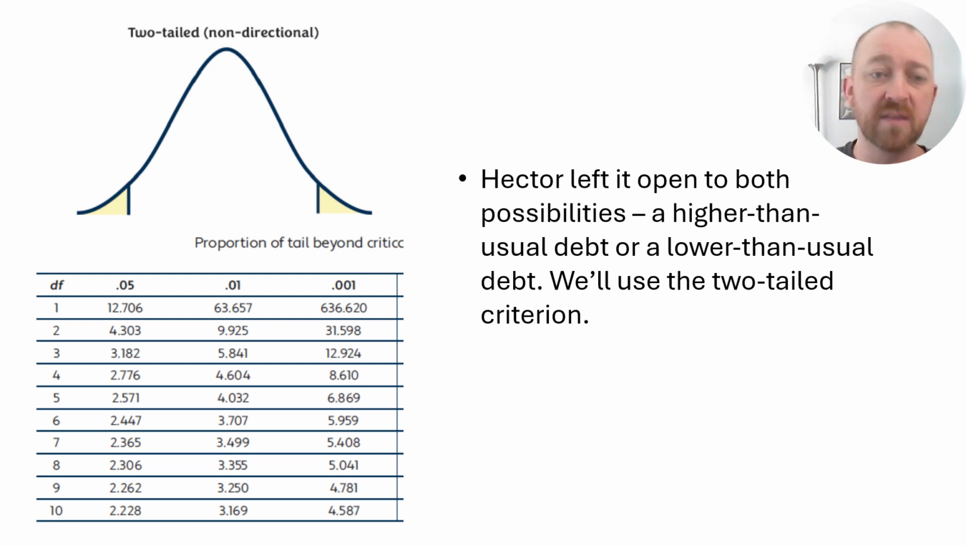So for that reason, this is a two-tailed test criterion that we're using. So we're just looking at that left side of the table here. And of course, this is the degrees of freedom. As we just said, in this particular case, Hector had 10 degrees of freedom because he had 11 observations of the variable, and 11 minus 1 is 10.